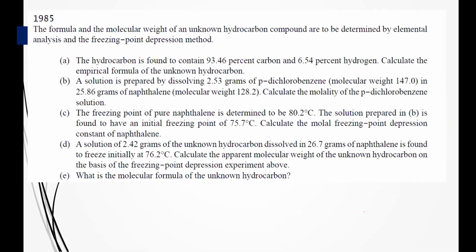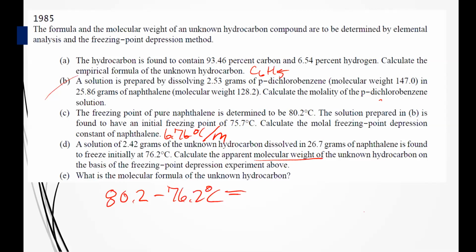So we knew that this was C6H5. We know that this one is 6.76 degrees Celsius per m. We don't actually need to know this part, so that part's fine. And so it wants us to go back and try to find this molecular weight. The first step is to figure out how far I've depressed my freezing point. So I've depressed it 4 degrees Celsius.